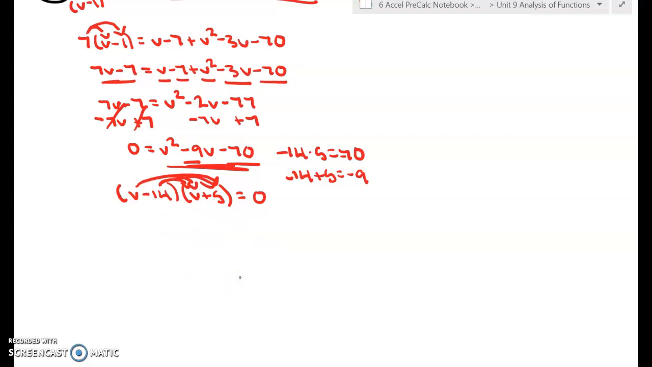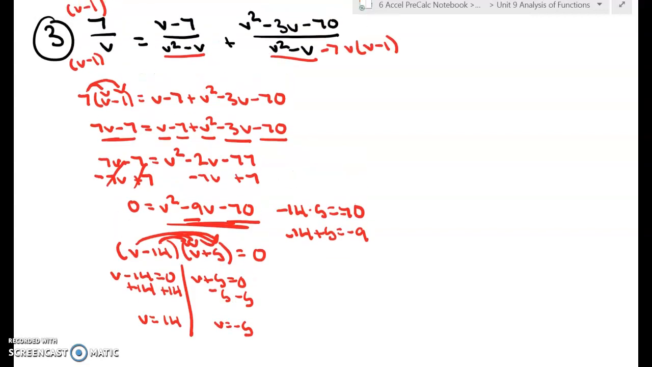So now that we know that, we're going to set both expressions equal to 0 so we can solve for v. So we know that v minus 14 equals 0 and v plus 5 equals 0. Now we're just going to add the 14 on both sides. So we know that v equals 14. And then subtract the 5 on both sides. So v equals -5.